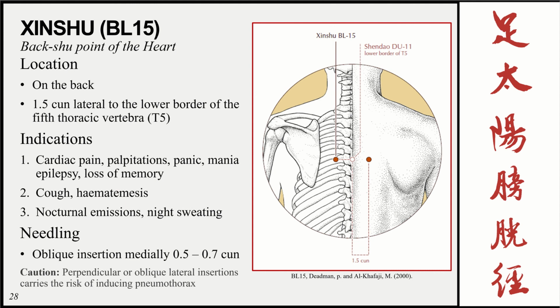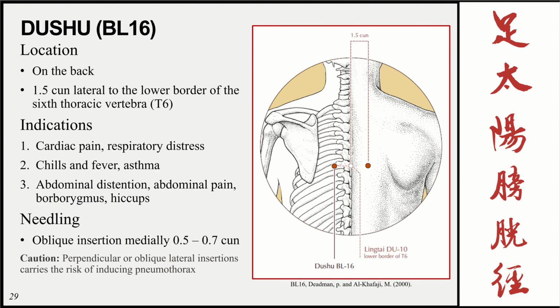Same insertion, oblique medial, 0.5 to 0.7 tun, and be careful of perpendicular or oblique lateral insertions. Du shu, bladder 16. This one is not a back shu. It's on the back, 1.5 tun lateral to T6.